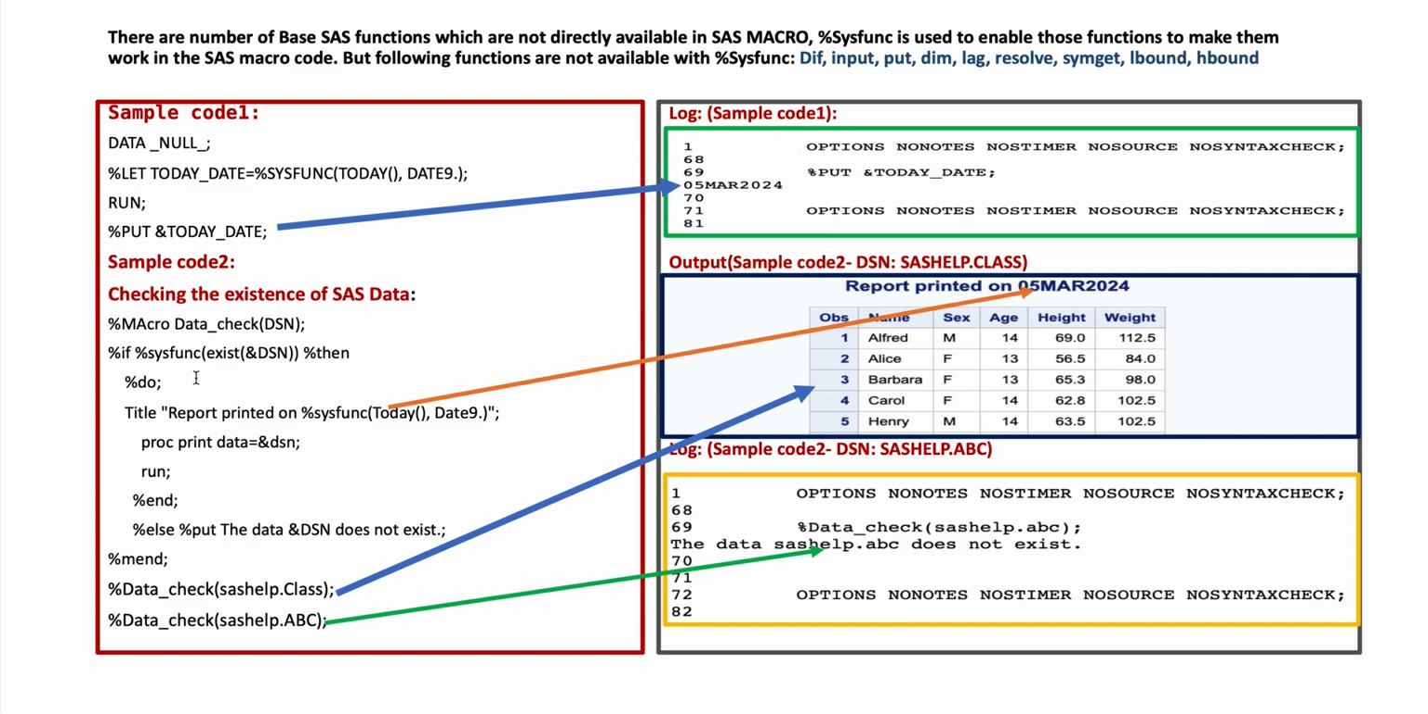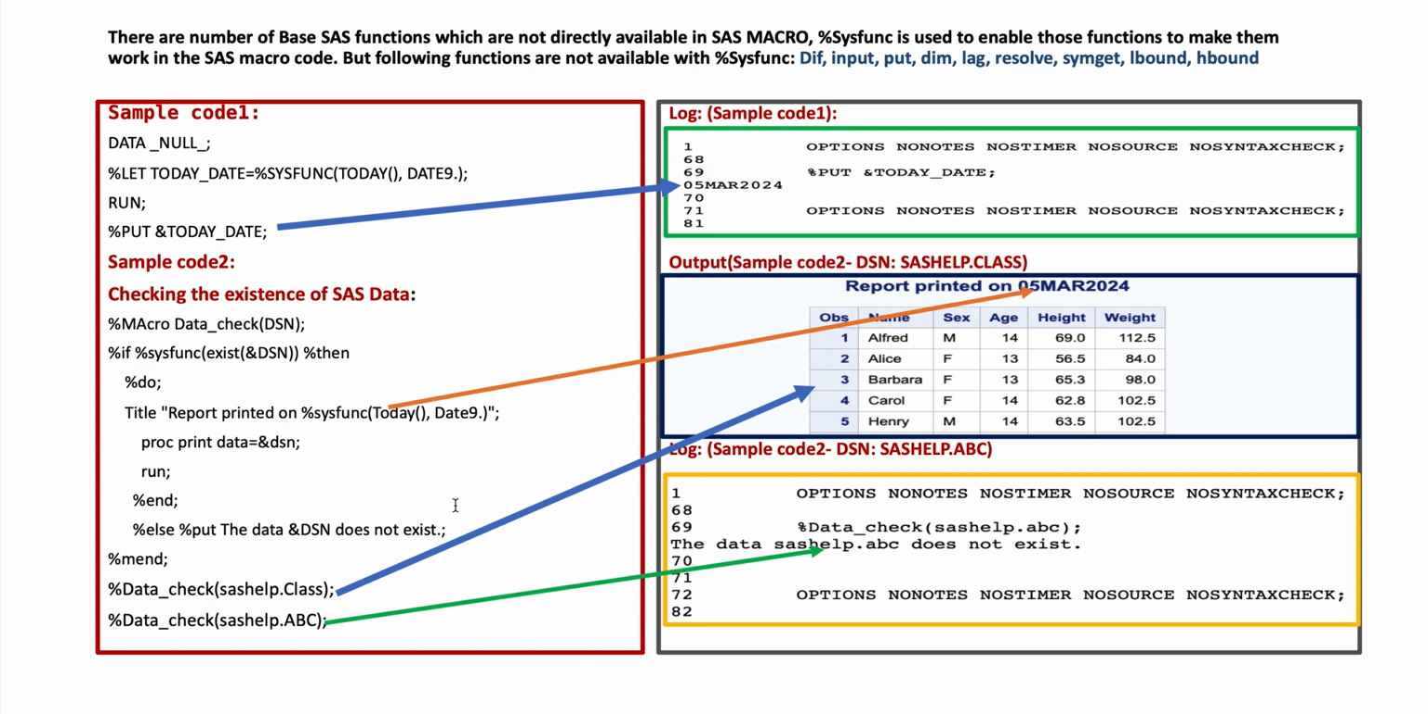When we run this code, it will display as shown in the second table on the right side. The heading looks like "Report printed on 05 March 2024." That means today is resolved into today's date. And the data is as shown in this second table on the right. But we have printed here only partial data; it will display all 19 data records.